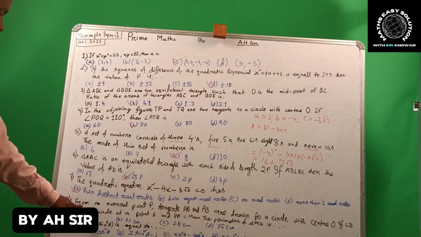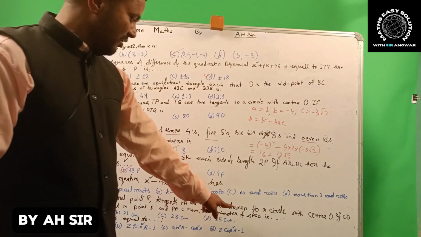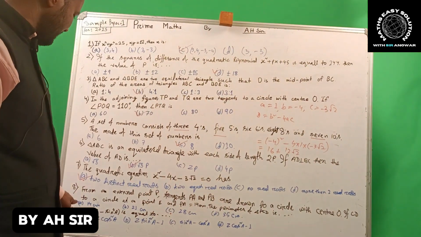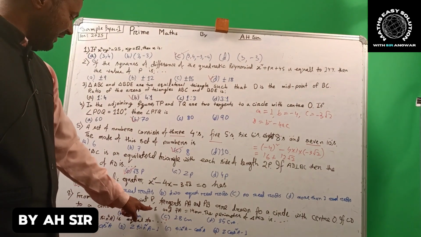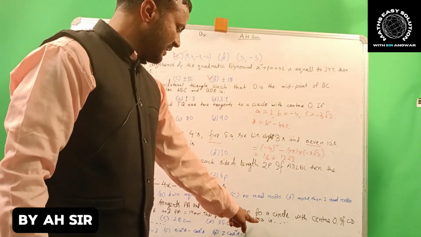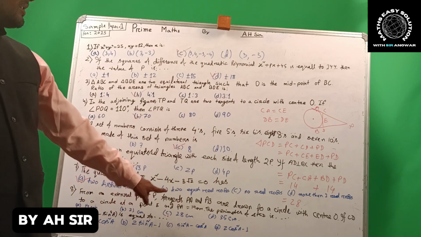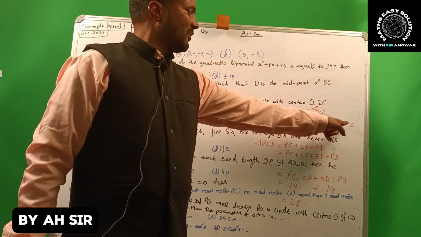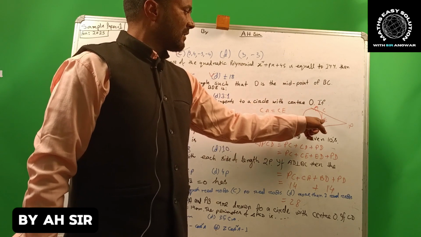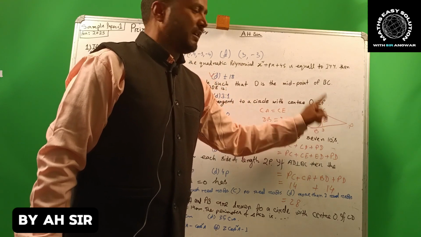Next question. From an external point P, tangents PA and PB are drawn to a circle with center O. If CD is a tangent to the circle at a point E and PA equal to 14 cm, the perimeter of triangle PCD is. Okay, now you see this question. For this question, this is the figure. P is an external point. We draw two tangents PA and PB, and then CD is another tangent touching at E. Now we have to find the perimeter of triangle PCD like this.